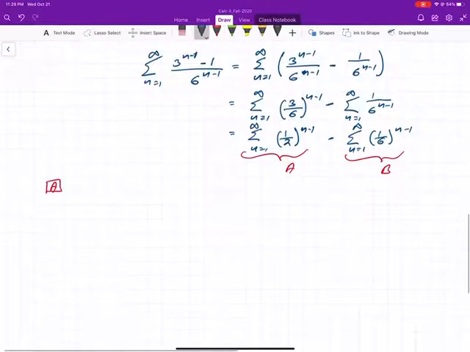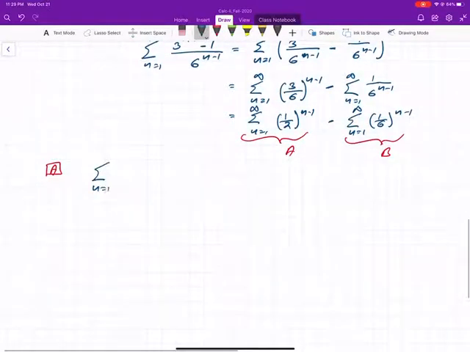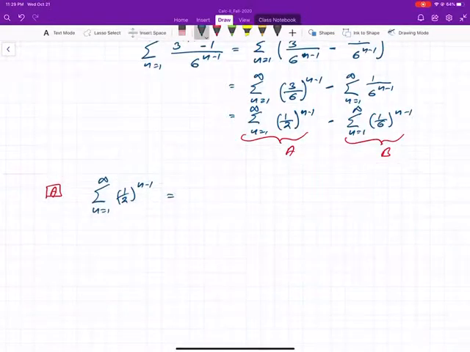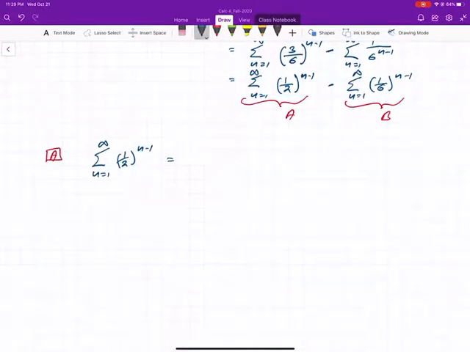Series A is sigma n goes from 1 to infinity, half to the power n minus 1. Let me write a few terms of this series. If you try n equals 1, then this power becomes 0, and what you get is 1. And then n equals 2, then this power becomes 1, then it is half, then 1/4, 1/8. So these are the first four terms.